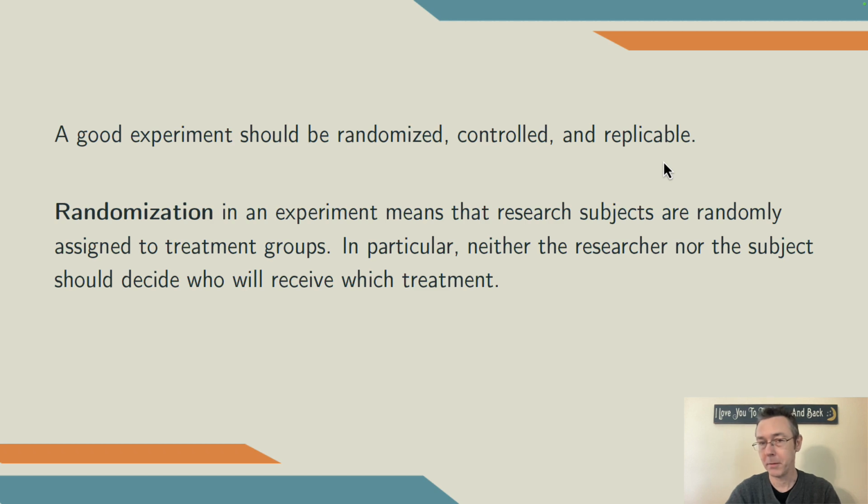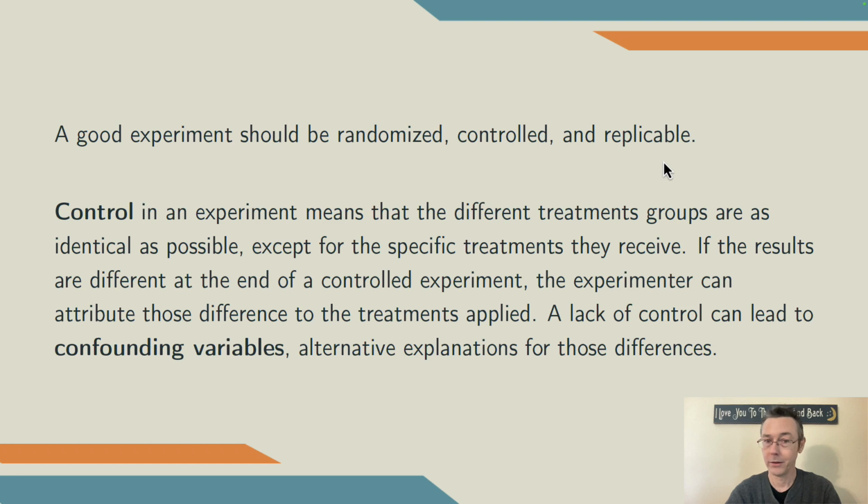Randomization in an experiment means that research subjects, whether those are human or otherwise, are randomly assigned to treatment groups. In particular, neither the researcher nor the subject should decide who will receive which treatment. This is getting to control, which is the next thing we're going to talk about. A good experiment should be controlled, and this means that the different treatment groups should be as identical as possible, except for the specific treatments they receive.